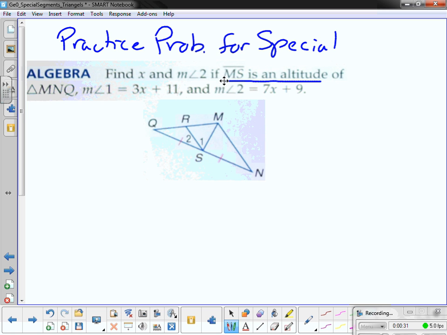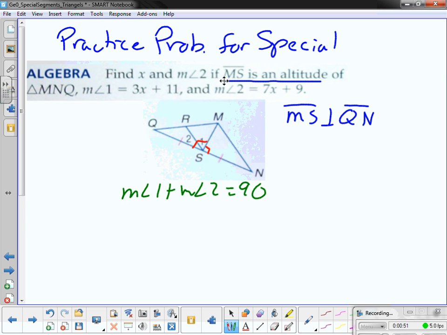Now, if it's an altitude, that means it has to be perpendicular to the side. So MS must be perpendicular to QN, which means it makes two 90-degree angles. So the measure of angle 1 plus the measure of angle 2 would have to equal 90, because that's our angle addition property at work. So that means 3x plus 11 plus 7x plus 9 has to equal 90.